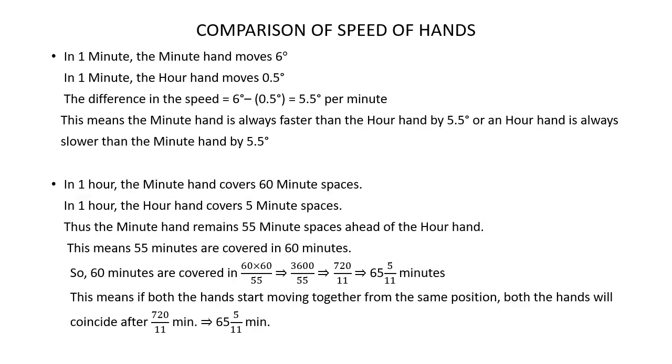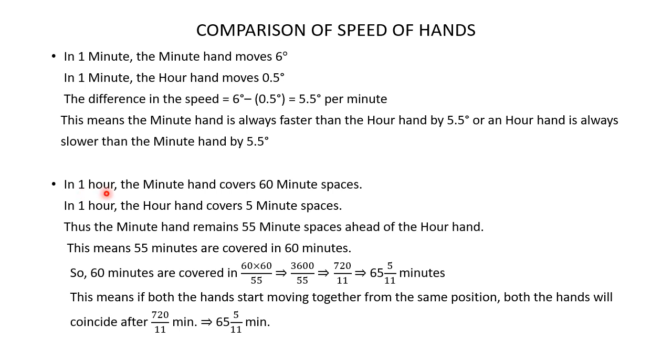Let's now learn about comparison of speed of hands. We know that in 1 minute the minute hand moves 6 degrees, whereas in 1 minute the hour hand moves 0.5 degrees. So the difference in the speed is 6 degrees minus 0.5 degrees, which is 5.5 degrees per minute. This means the minute hand is always faster than the hour hand by 5.5 degrees, or the hour hand is always slower than the minute hand by 5.5 degrees.